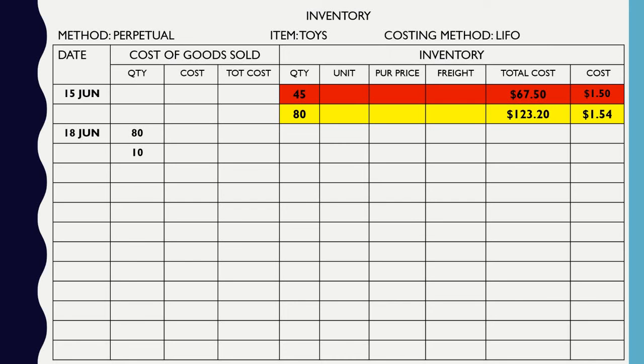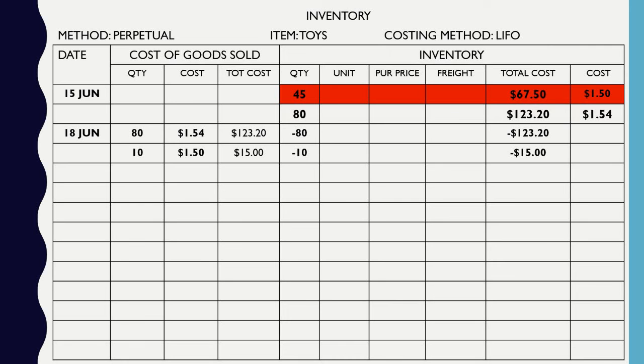Okay? So again, 80 at $1.54, we already know that is going to give me a total of $123.20. So we're going to get rid of that, bringing our balance to 0. Okay? And now I only have 10 more units I need to sell at $1.50. So that's going to give me $15.